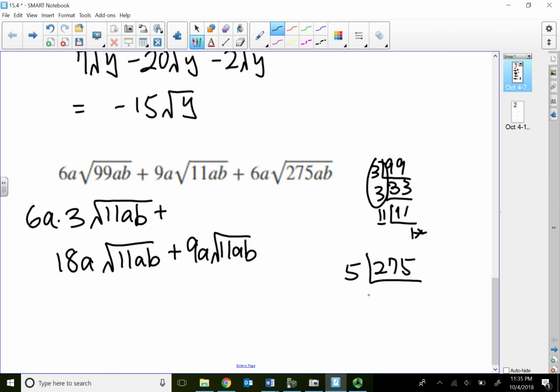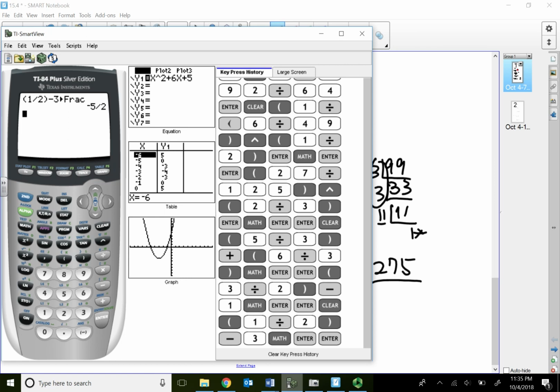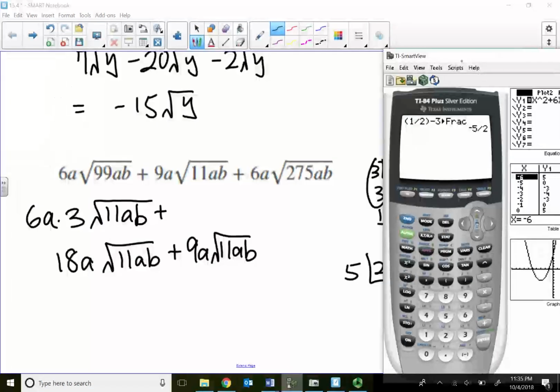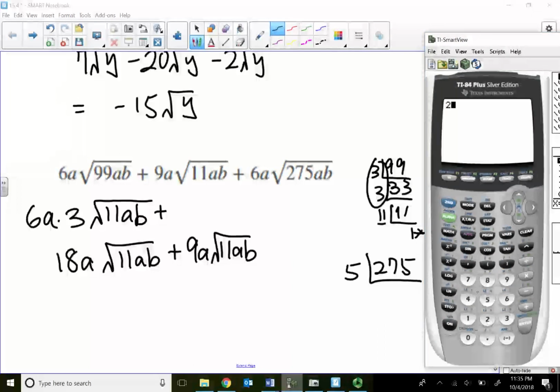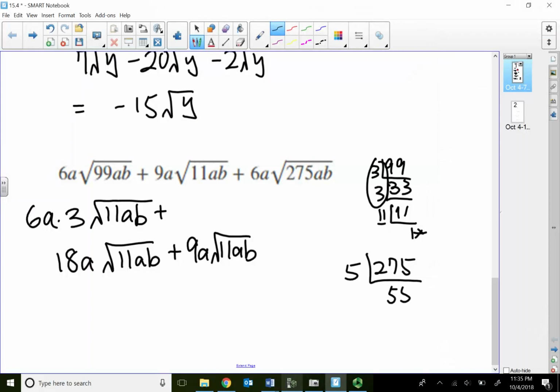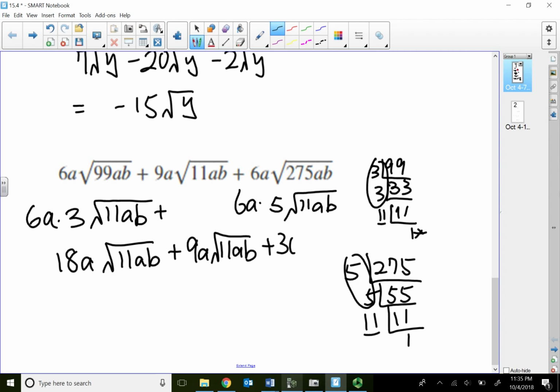275. Oh, I'm going to use 5 first. I know 5 can go into it. 275 divided by 5 is 55. Ooh, that sounds good. Because now 5 again will give 11. 11 goes into 11 one time. So these two 5's will go outside as one of them. All right, on the outside, I already have a 6 and the a. This 11 has to stay inside. The 1a, 1b stays inside. So this third term is really 30a times square root of 11ab.